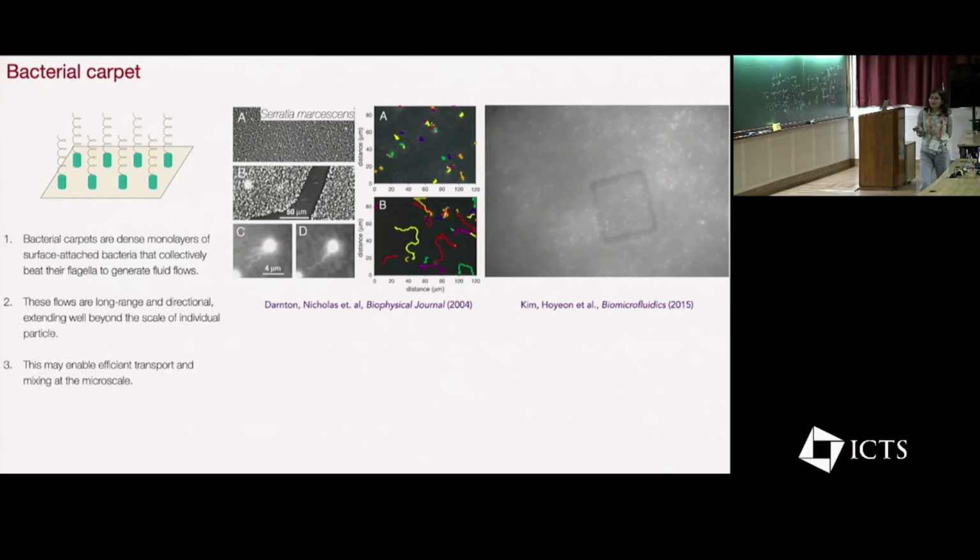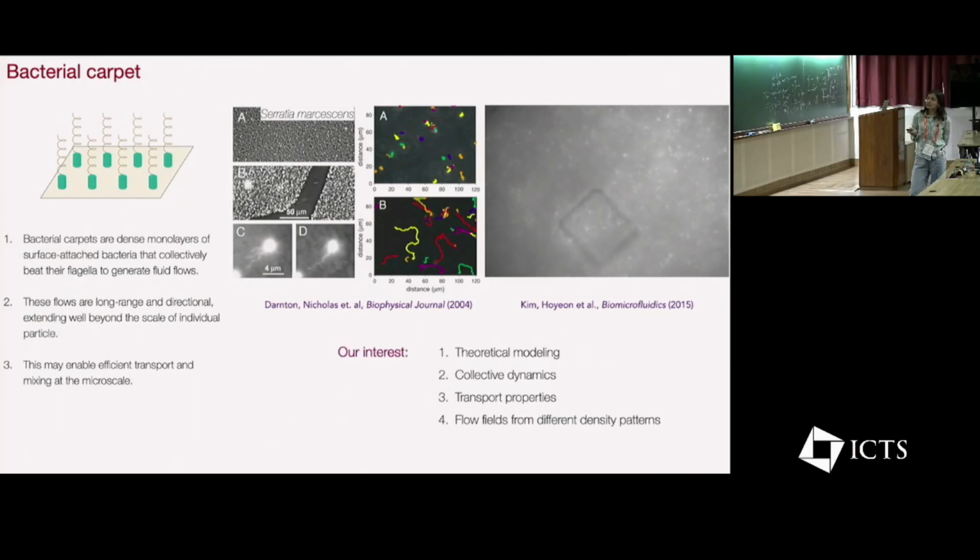So from experiments, we know that there are large scale flows generated by this bacterial carpet, and also there is active stirring in the surrounding fluid by this bacterial carpet. Our interest here is to make a theoretical model for this bacterial carpet, and we are also interested in studying their collective dynamics, transport properties, and what type of different flow profile we can obtain by taking different density patterns of this bacterial carpet. Before going to the full model, let me tell you some important things about a single bacterium.